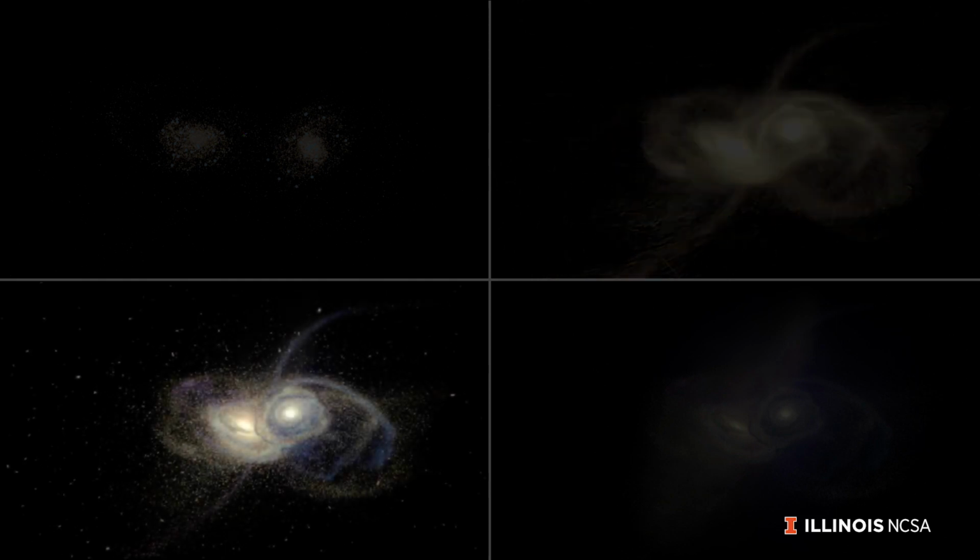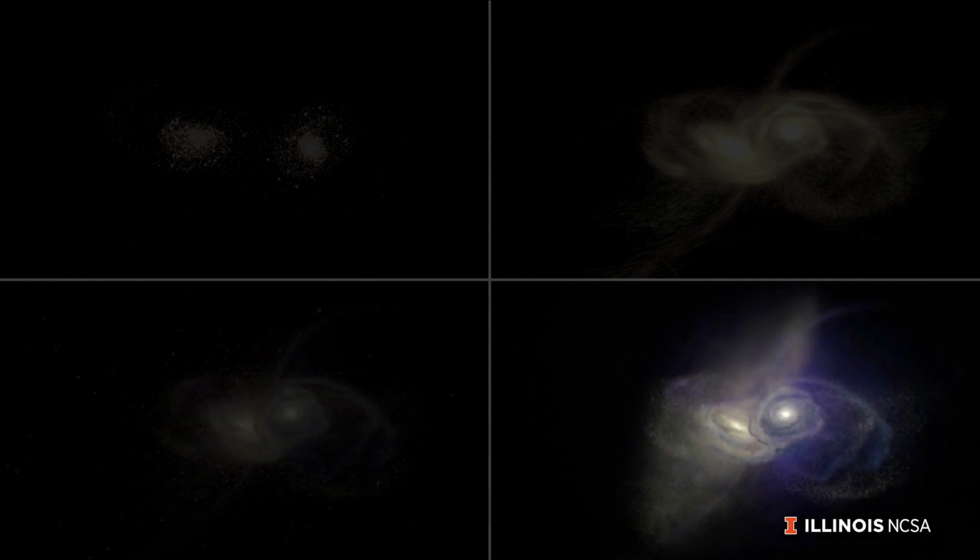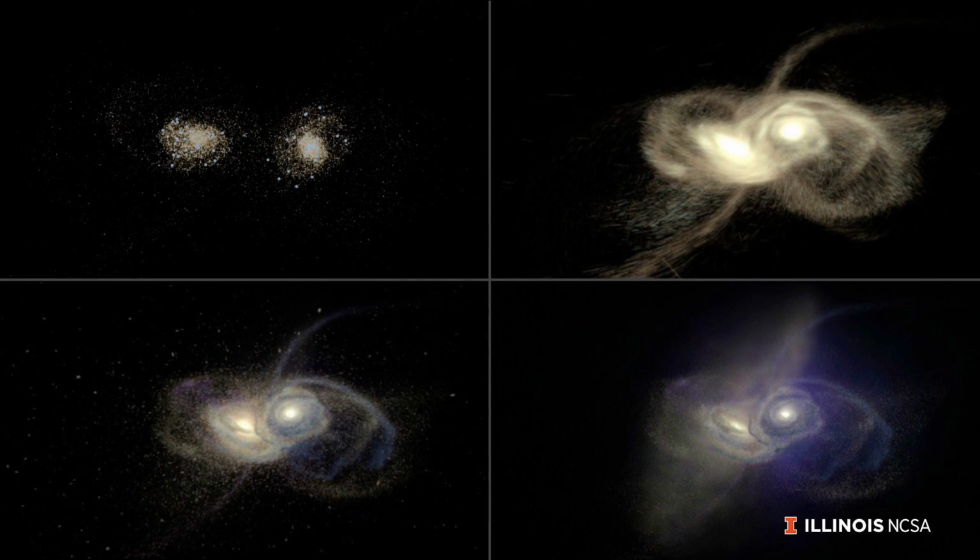In the bottom left, gas has been added, colored by the identity of which galaxy it originated in. And in the bottom right, the gas has been colored by its destination. Each of these representations tells a different story of the underlying data.